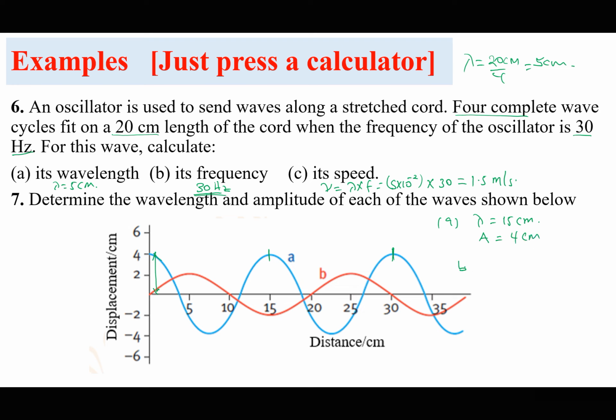That is for A. Then for B, B is the one in red. Wavelength is 20. Length for one cycle, the lambda is 20 centimeters. And then the amplitude for B is simply 2. That is basic. That is IGCSE.